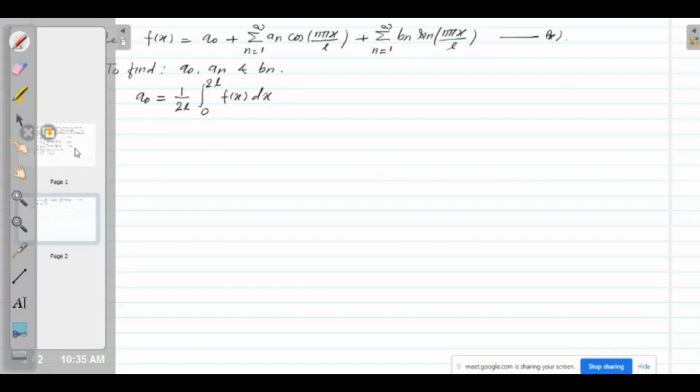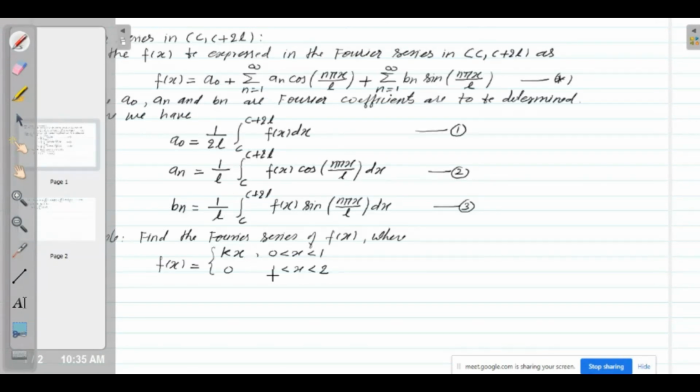By comparing this, you will get what? First limit is 0, and second limit is 2l. So by comparing this interval 0 to 2l, you will get l equal to what? 1. You will get l equal to 1.